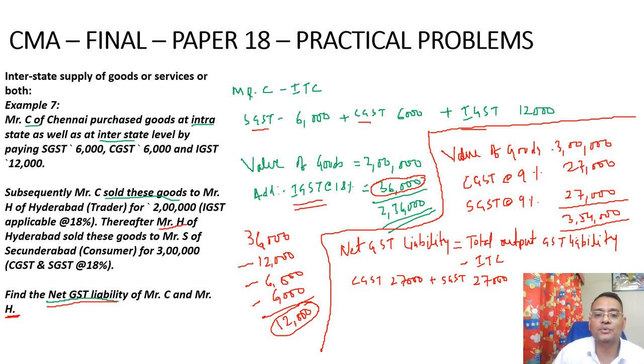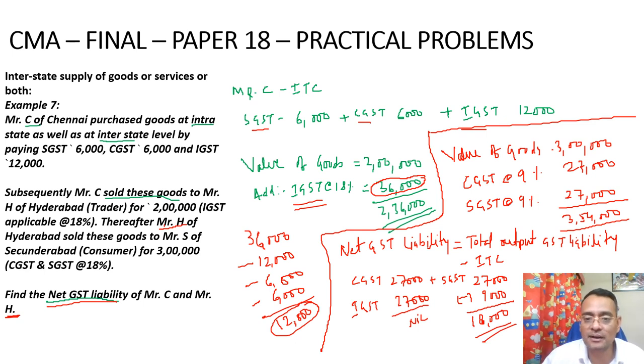Here we are going to adjust IGST credit of 36,000 against CGST first, 27,000, because maximum to be paid is 27,000. So this CGST liability is nil. SGST now: 36,000 minus 27,000, so the remaining 9,000 will be adjusted against this SGST. So net liability of Mr. H is 18,000 rupees, which is to be paid under SGST in cash by Mr. H.